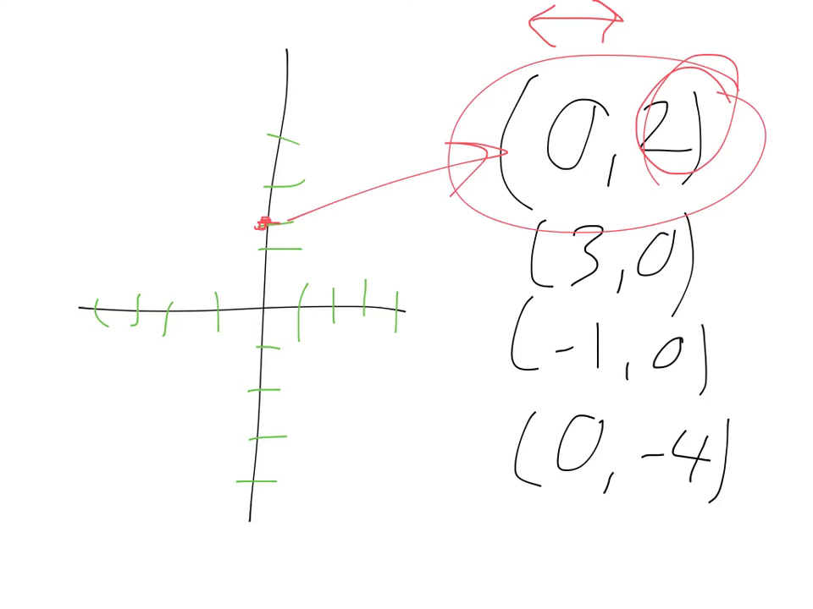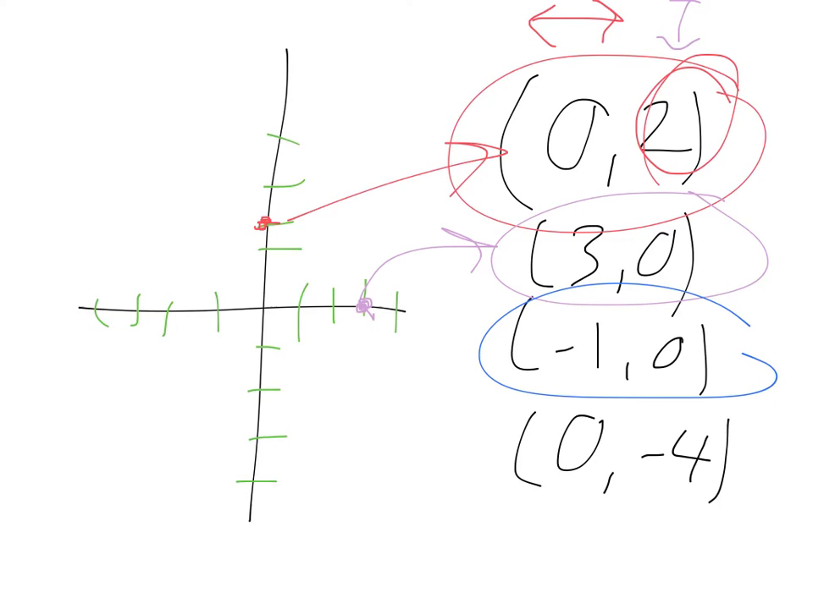Second point here, that's (3, 0). Remember the first number goes left or right, so it means we go right 3. And the 0, we're not going up or down at all, so we just leave it right there. Two more here to refresh your memory. (-1, 0). So -1 means we go left 1, the 0 means we don't go up or down at all, so we just leave it right here. And our last point, let's use pink. So (0, -4), the 0 means we don't move left or right, -4 means we just go down 4.